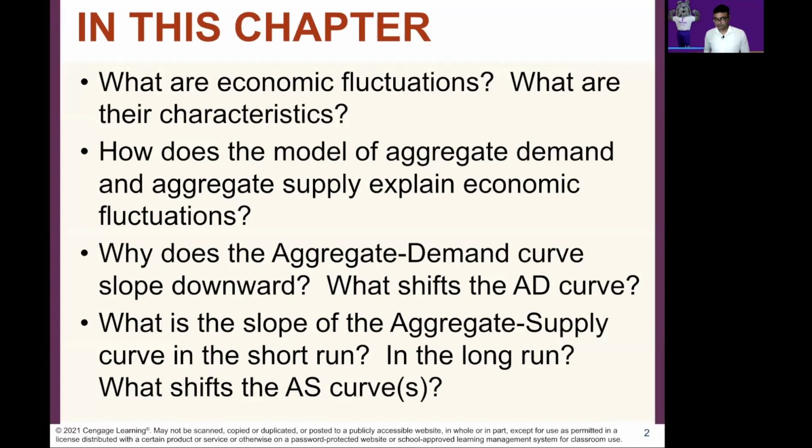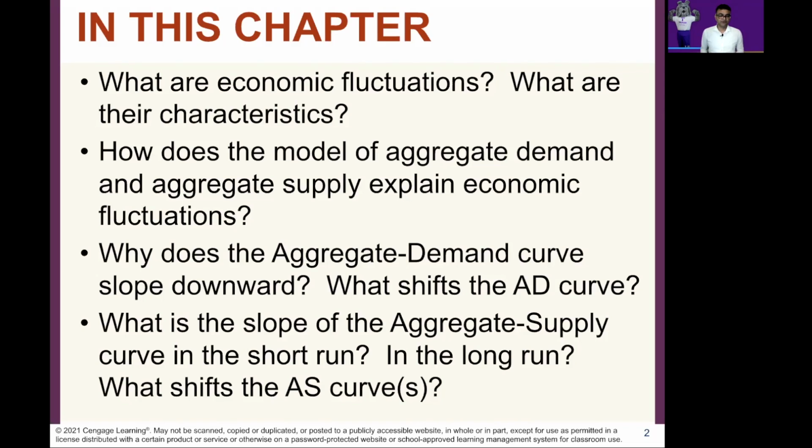So in this chapter, what we are going to learn: what are economic fluctuations, what are their characteristics, how does the model of aggregate demand and aggregate supply explain economic fluctuation, why does the aggregate demand curve slope downward, and what shifts the aggregate demand curve, what is the slope of the aggregate supply curve in the short run and in the long run, and what shifts the aggregate supply curve, short-run and long-run supply curve.